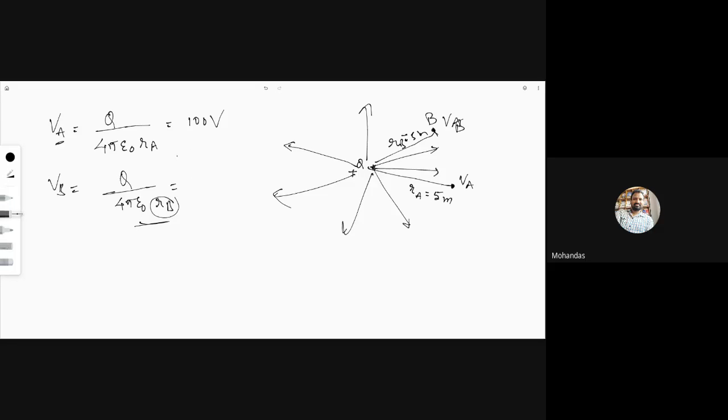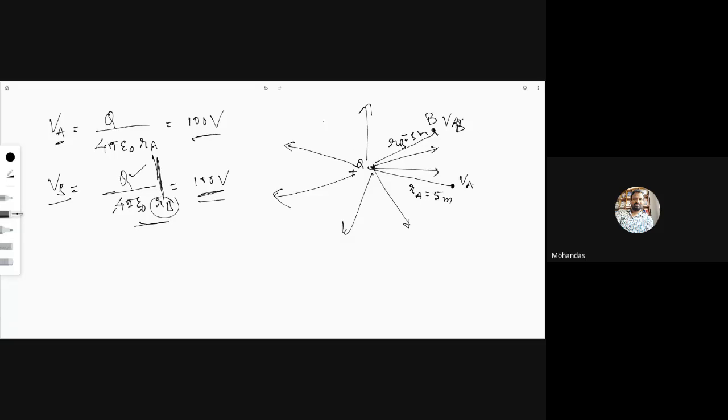What is the value of VB, the potential at B? It is also 100 volts, because Q is the same, 4 pi epsilon is the same, and RA and RB are also the same. So we will get the same 100 volts. Sir, the morning network got disconnected, so I am continuing that, sir.